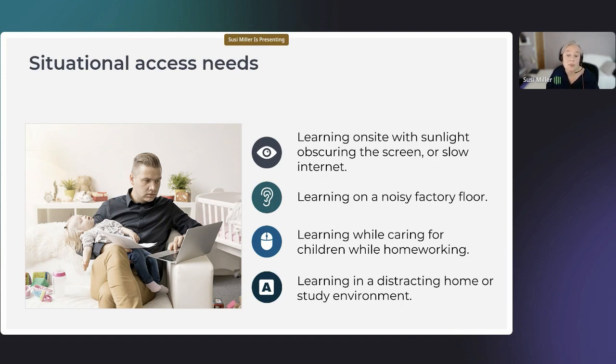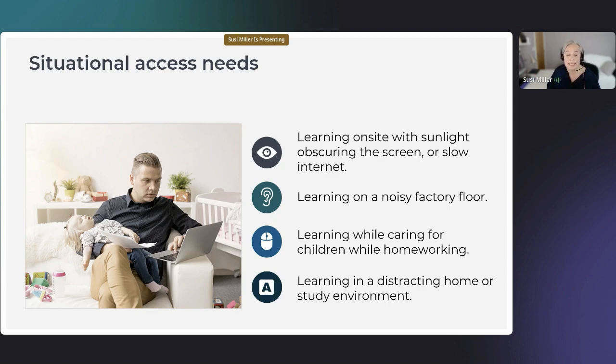And for vision access needs, we could have learning on site with sunlight obscuring the screen, or slow internet when working at home, which prevents pictures from downloading. For hearing access needs, we could have learning on a noisy factory floor. For cognitive access needs, we could have learning in a distracting home or office environment.